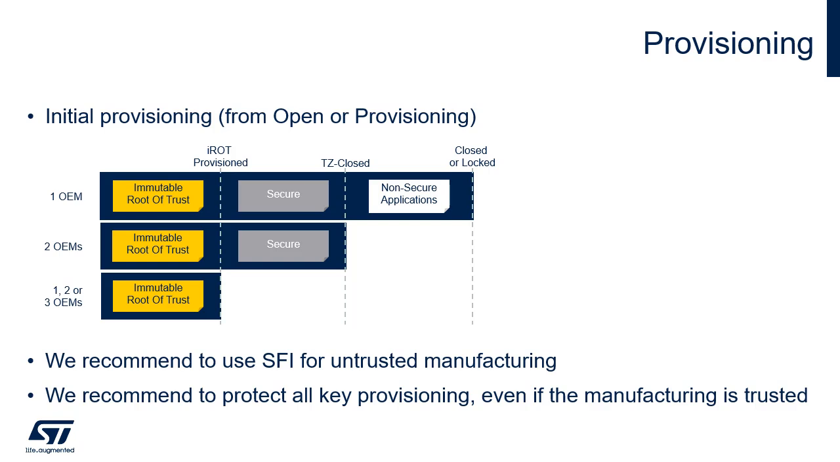The Secure Firmware Install, or SFI, is an immutable secure service embedded by STMicroelectronics in the devices. The SFI allows secure and counted installation of OEM firmware in an untrusted production environment, such as an OEM contract manufacturer. The confidentiality of the installed images, written either in the internal flash memory or encrypted in an external flash memory, is also protected using the AES. ST recommends to protect all key provisioning, even if the manufacturing is trusted.